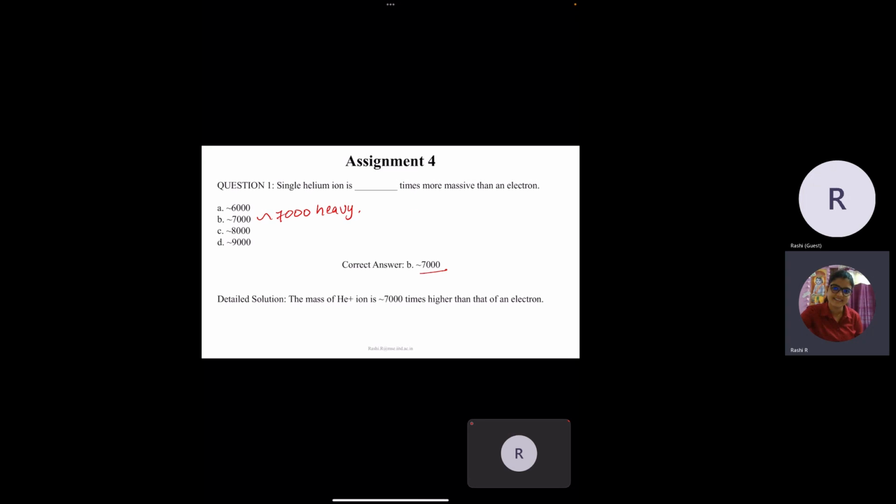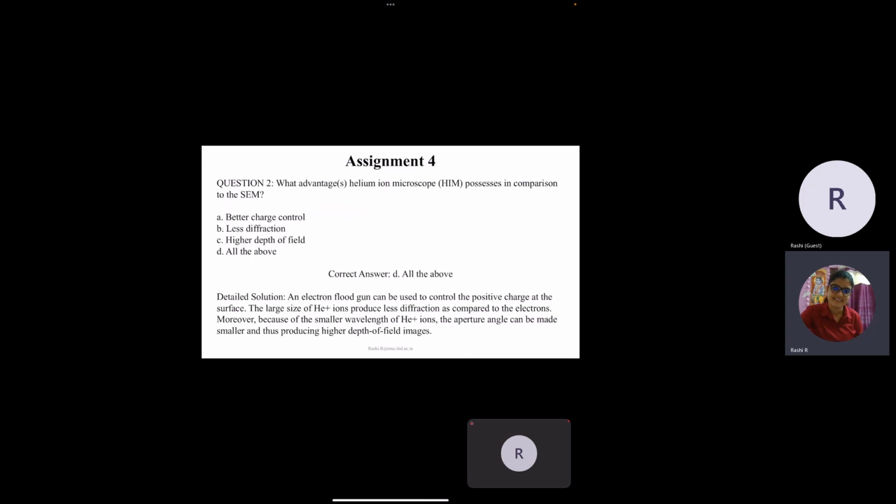What advantages does helium ion microscopy possess in comparison with SEM? As we have seen, better charge control. Does it have better charge control? Yes, it has better charge control. And then less diffraction, and then higher depth of field, as I just explained. So all of the above is the correct answer. As an electron flood gun can be used. This first point I have not mentioned, I forgot to mention.